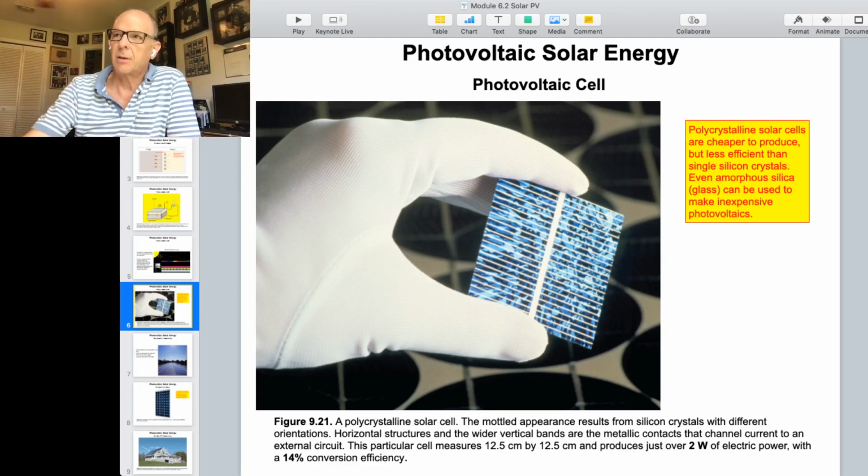And at the time that this particular slide was made from, I believe, the second edition of your textbook, the cell had a 14% conversion efficiency, and this particular little cell shown here produces electricity at a rate of 2 watts, 2 joules per second of electrical power coming from that. At 14%, you're like, oh, that's terrible. Well, as you'll see when you work through the assignment, there is a tremendous amount of sunlight available. That just means that we need more panels in order to get as much electricity as we could if that efficiency were a little bit higher.